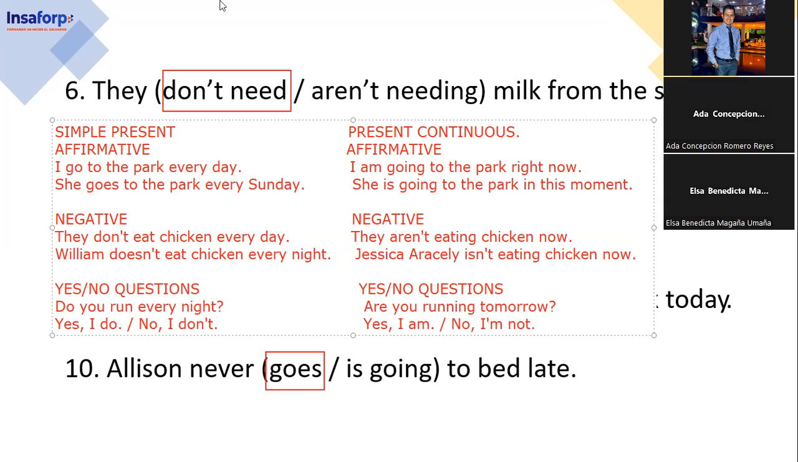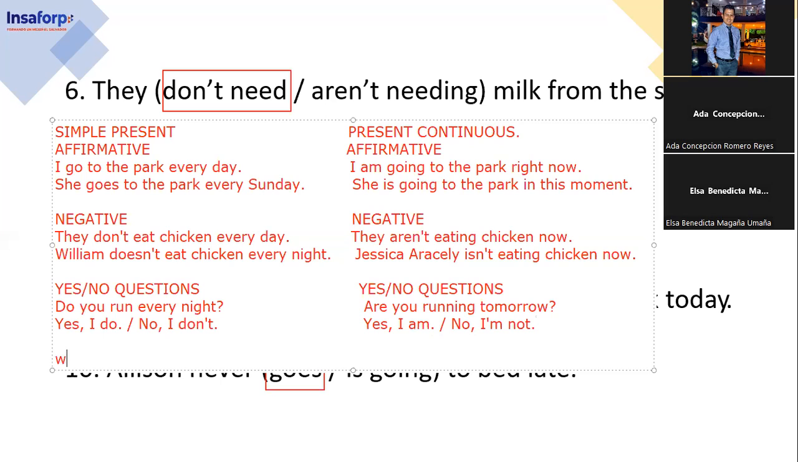Again, notice the difference. In the simple present, we use do and does in the negative and the question. In the present continuous, all the time the verb to be: am, is, and are, right? And the present participle. Notice going, eating, running, right? Okay? This is with yes, no questions.